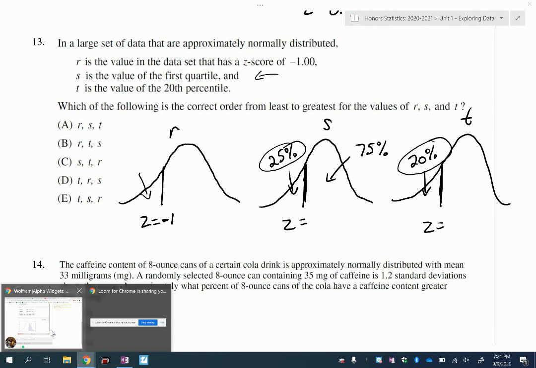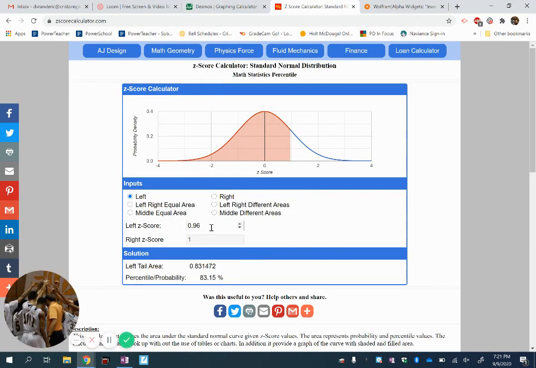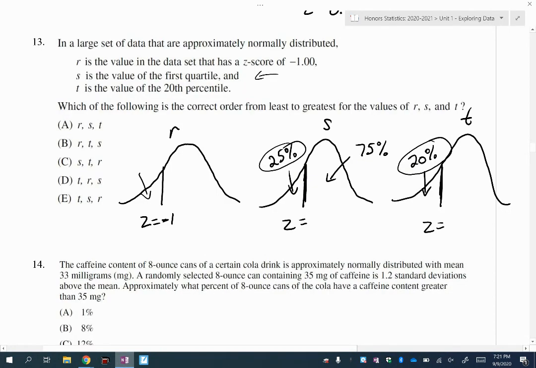So let's go ahead and use our z-score calculator right here and type into the left -1, which is approximately 16%. All right, so this one is the 16th percentile. So after our discussion about percentiles, remember, the higher the percentile is, the farther to the right it is. All right, so it'd be the greater value. So when it says to order them from least to greatest, the lowest one is R, right? That's the lowest percentile. Then it goes T, 20%, and then S. So the answer is R, T, S, which is B. All right, let's keep going.